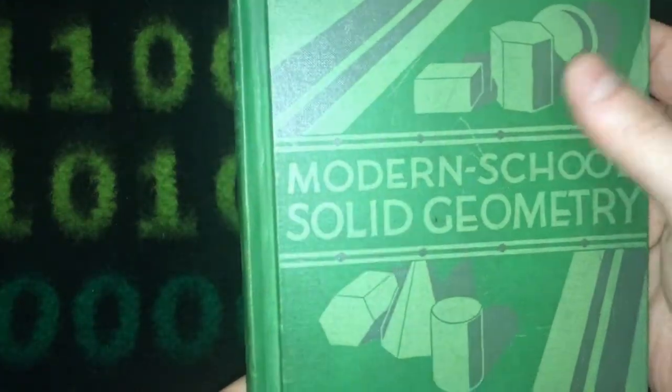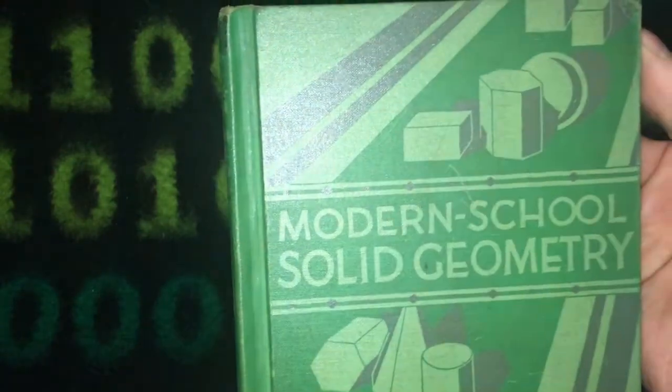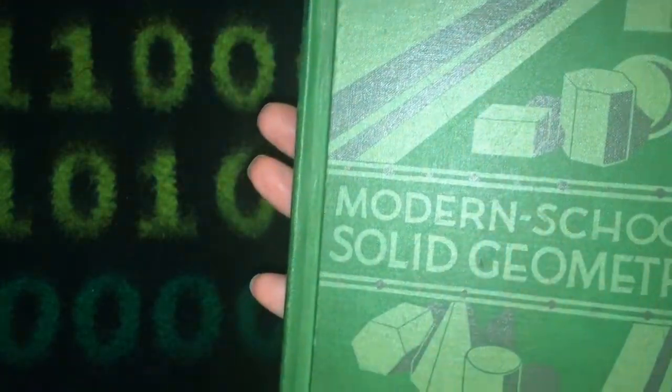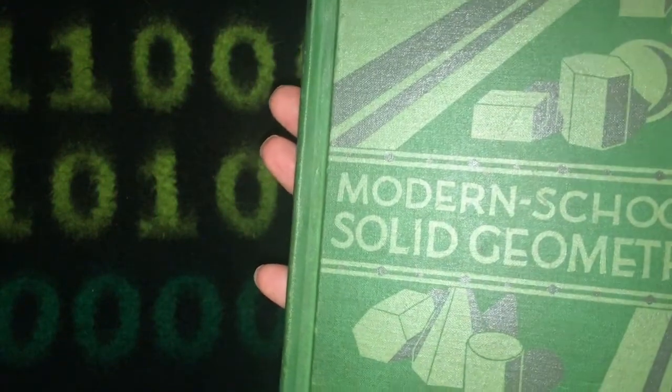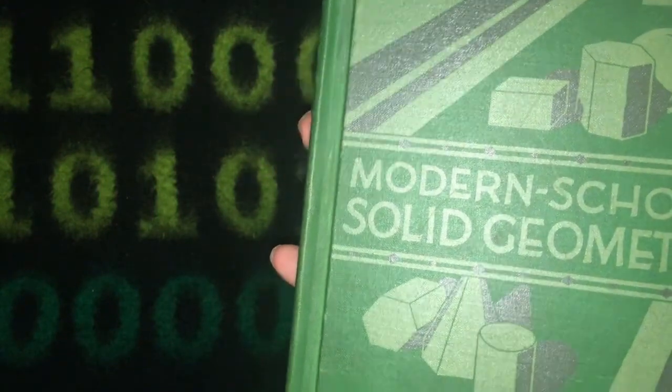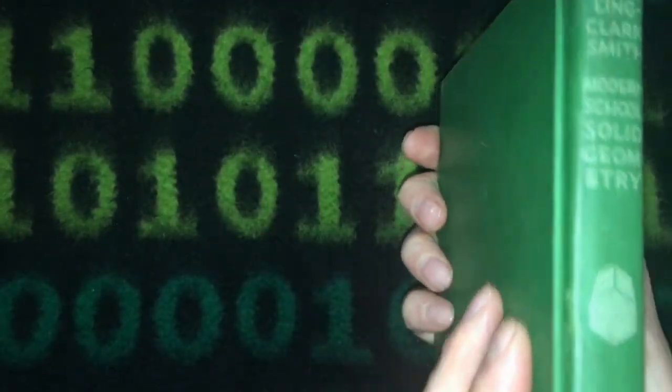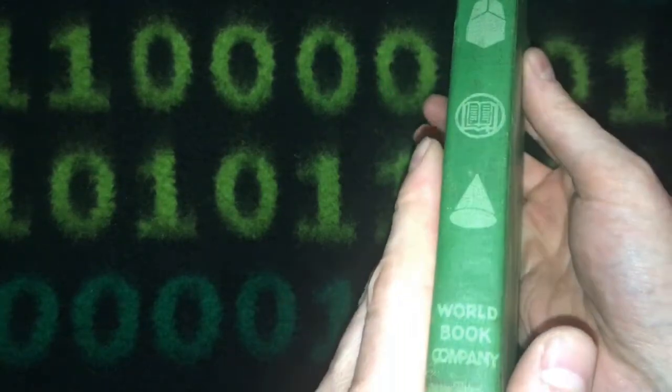We have this wonderful green cloth cover printed with geometric solids on the front here. Here's our spine of the book. It's a fairly thin book, even as older textbooks go.